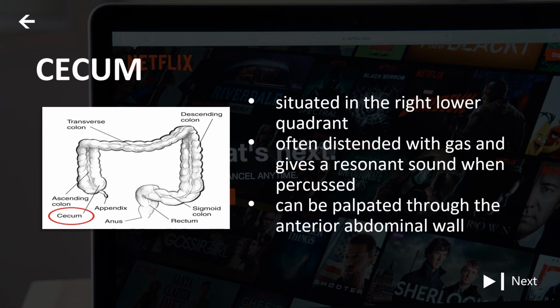Cecum. The cecum is situated in the right lower quadrant. It is often distended with gas and gives a resonant sound when percussed. It can be palpated through the anterior abdominal wall.